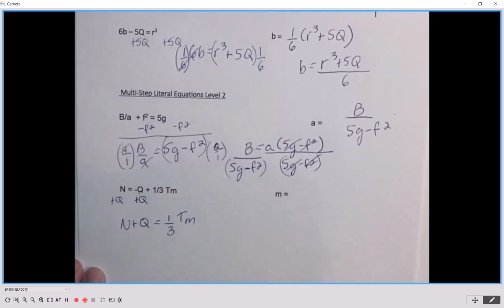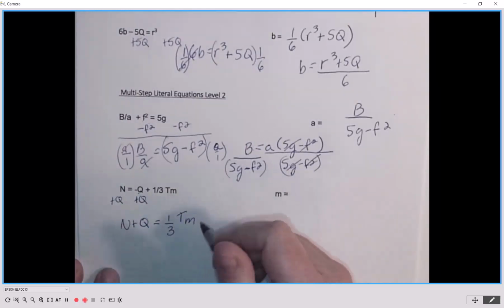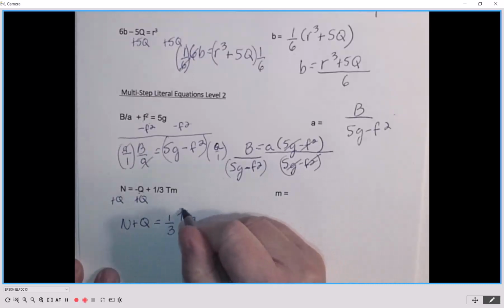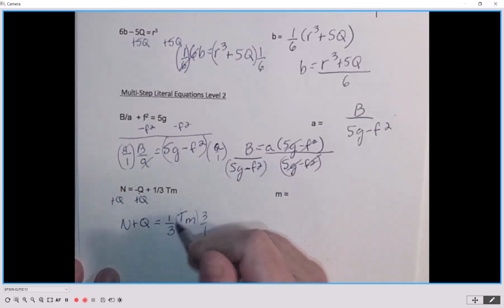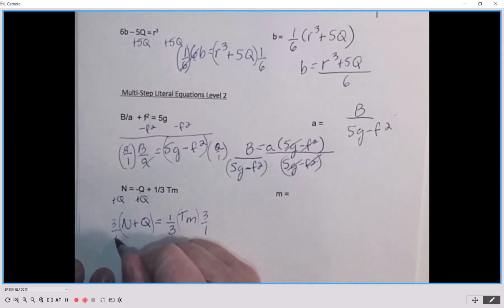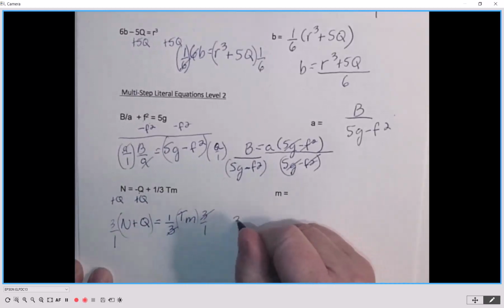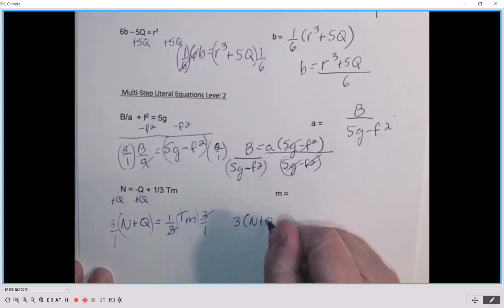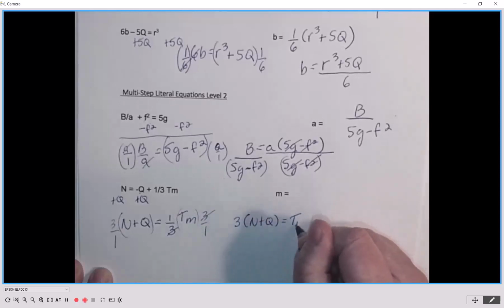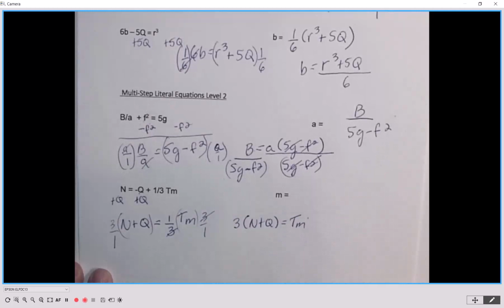Now the next thing that I want to do is I don't like fractions, so I'm going to multiply all of this by 3 over 1, which means I do the same thing over here, so I can cross those out. And this becomes 3 times n plus q is equal to capital T small m. Right, so the first thing I did was bring that q over there because it's standing alone. And then the next step I did was take care of the fraction, eliminate that.